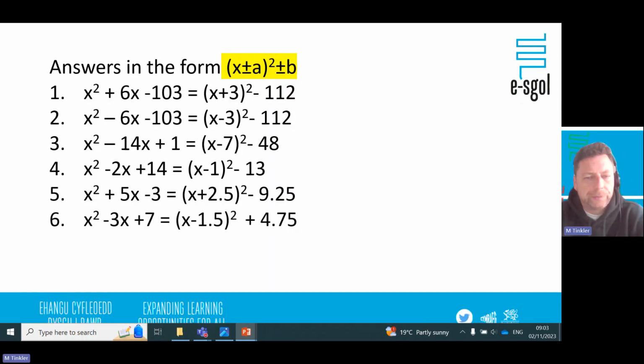Okay, so here's question 6. Half of minus 3 is minus 1.5. 1.5 squared, so you use your calculator, but 15 squared is 225, so 1.5 squared is 2.25. So I have to minus 2.25, add the 7, makes it plus 4.75 on the end.